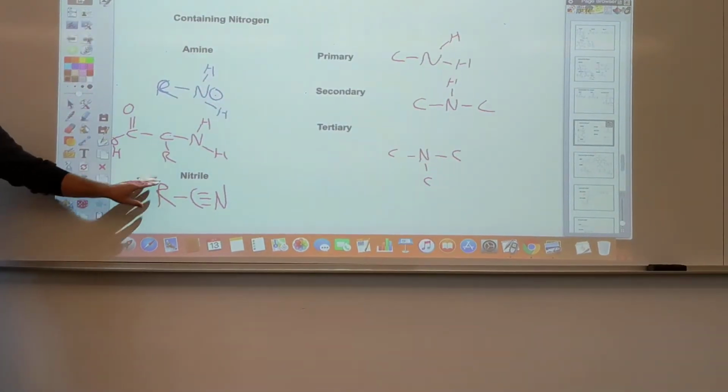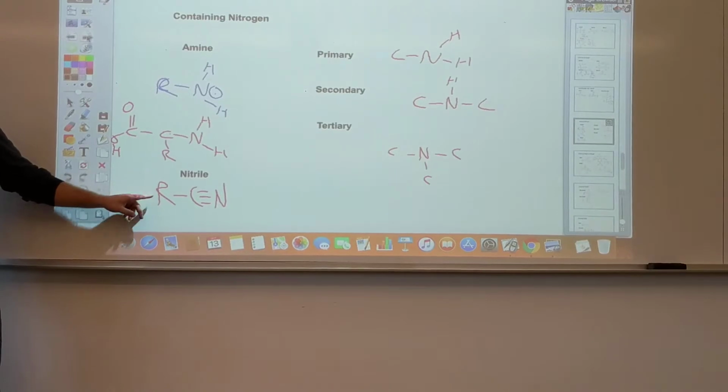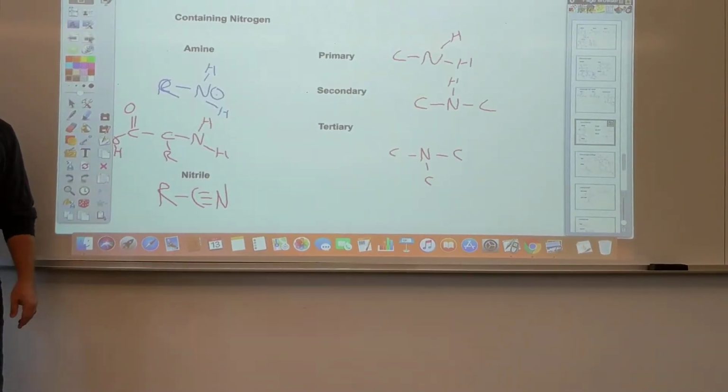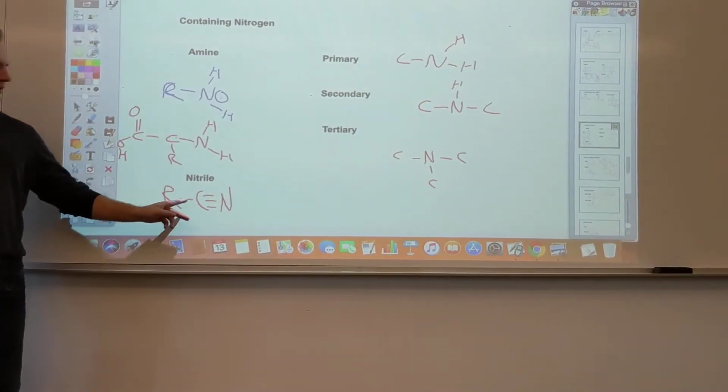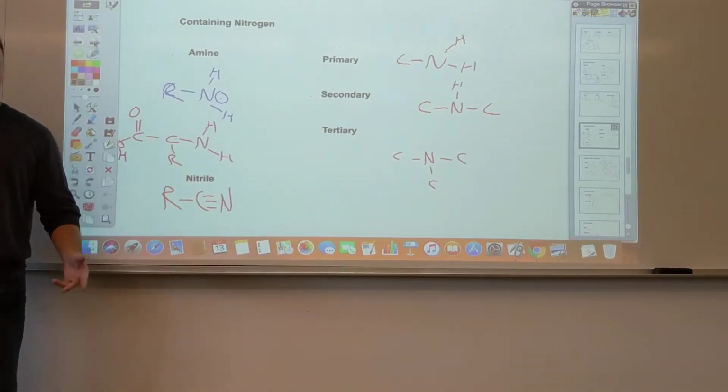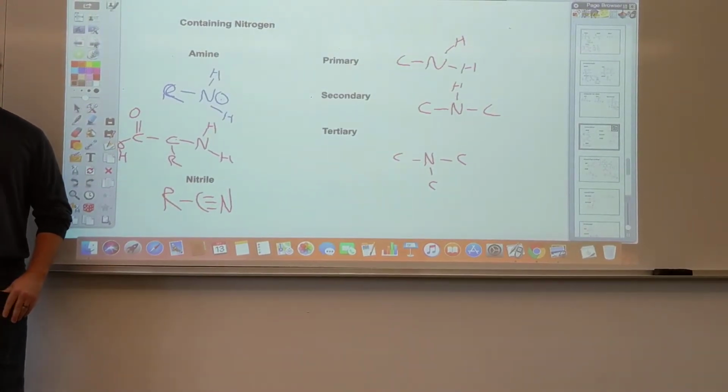The other nitrogen-based functional group you're supposed to know is a nitrile group, which is essentially a cyano group. It's also called a cyano group because it's carbon triple bonded to a nitrogen, like cyanide.